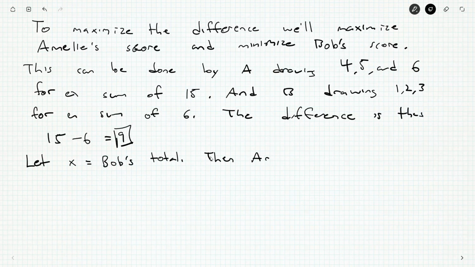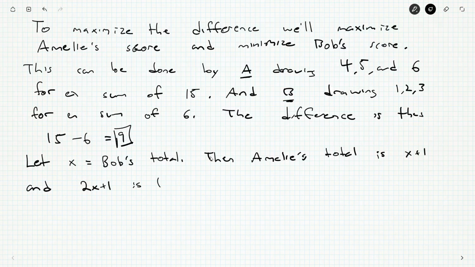And then Amelie, and I'm probably going to, as I did in the last question, start doing A and B, it just saves a little bit of time. Then Amelie's total is x plus 1. And 2x plus 1 is the total of all the slips.